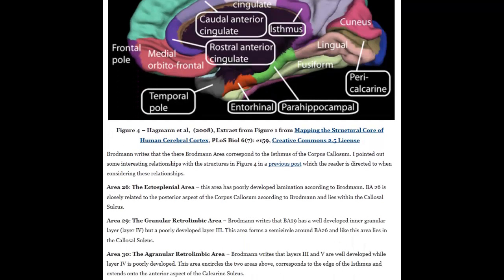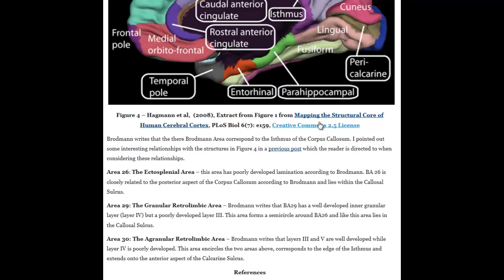Anyhow, we'll cut to the chase, and we're here now, area 26, the ectosplenial area. Now, under the microscope, Brodmann said that this was a really poorly developed area. It didn't have the kind of refined structure that was visible in other parts of the human brain, and indeed in other species. So in other words, in other species they had a more organised structure than in humans, which I find quite curious.